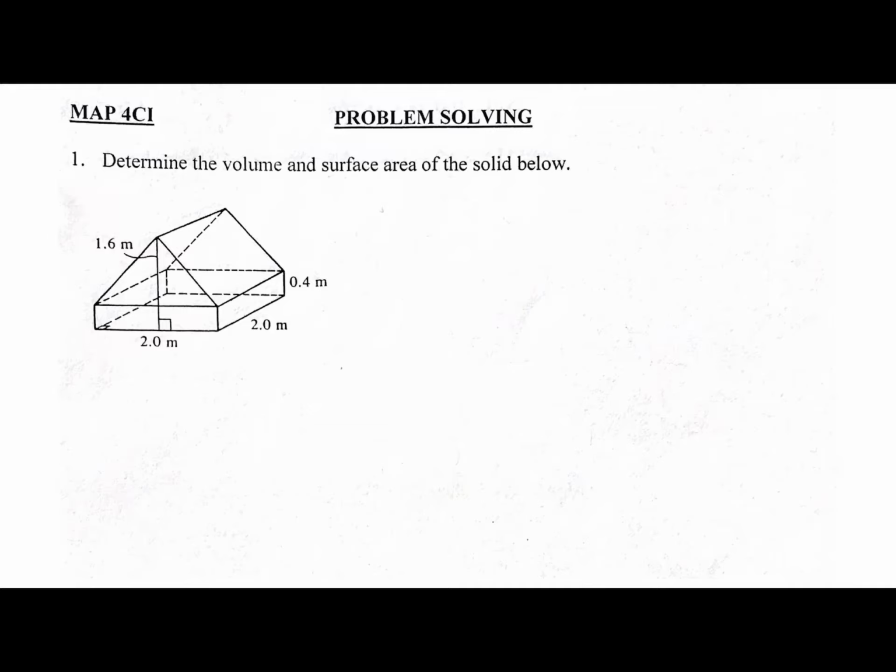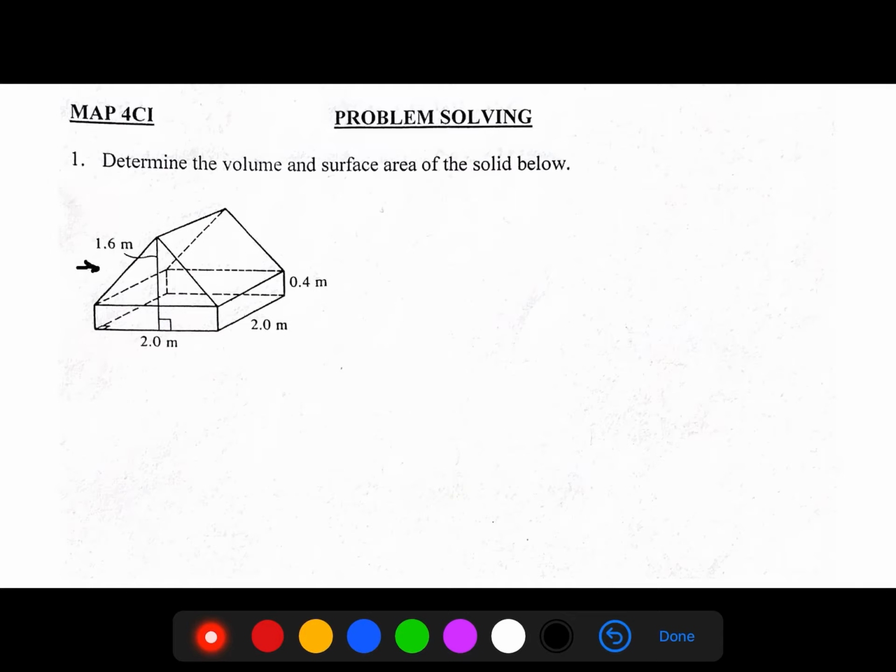At our last new information for the unit, we're going to take a look at problem solving using measurement. So question number 1, we're going to determine the volume and surface area of the solid below. And when we do this, we want to really pay attention to what parts of the formula are included and what might not be included.